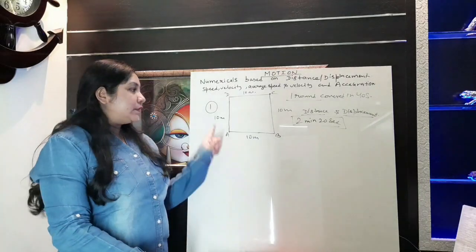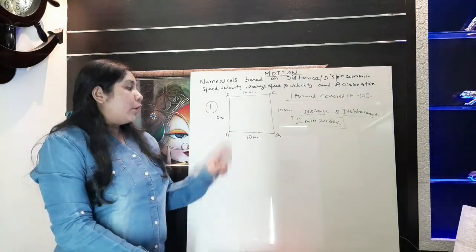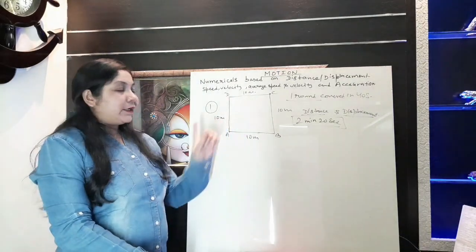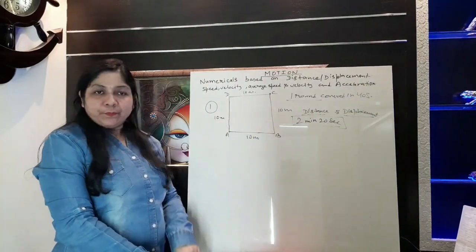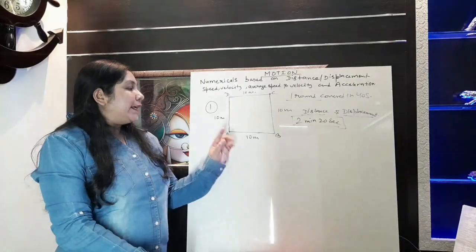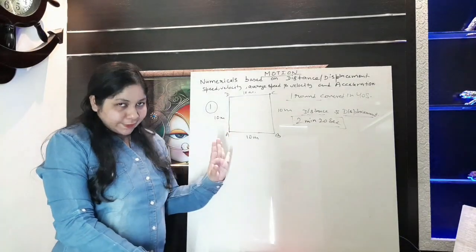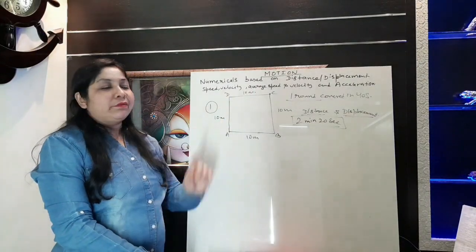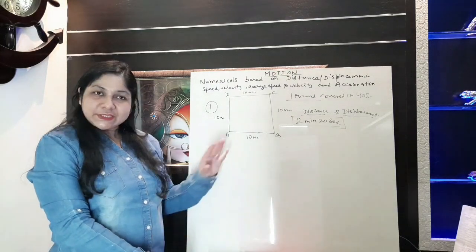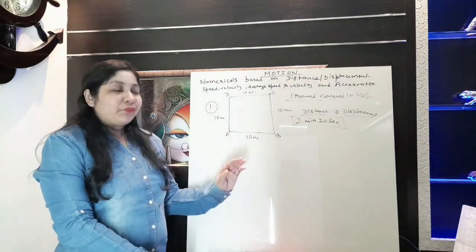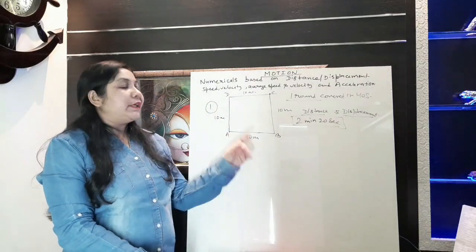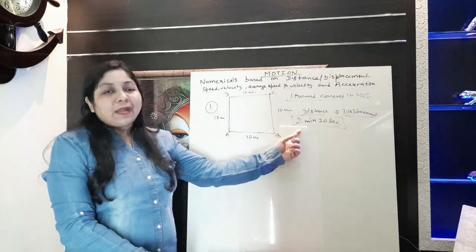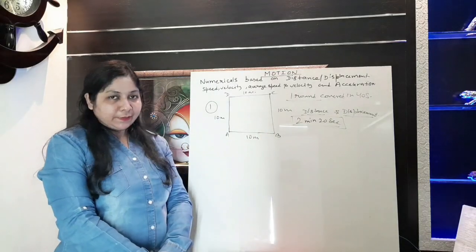Question is clear? This is a square field of side 10 meter, which I have already written here. A farmer starts from point A and completes one round. To complete one round, the farmer will take 40 seconds. This is given. We need to find what will be the distance and displacement covered by the farmer at the end of 2 minutes 20 seconds. Clear?